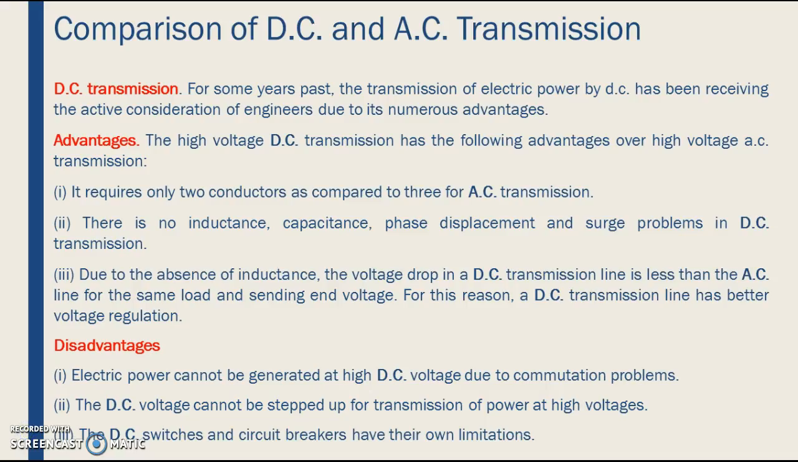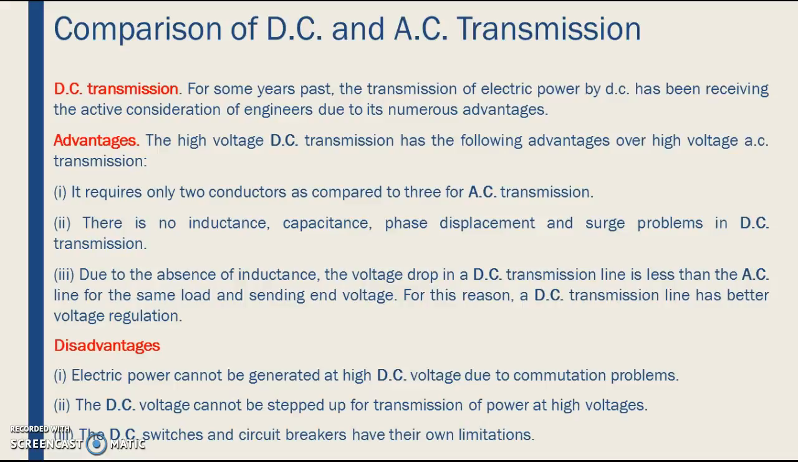Now let us have a comparison between DC and AC transmission system. Now we go with DC transmission. For some years past, the transmission of electric power by DC has been receiving the active consideration of engineers due to its numerous advantages. DC transmission requires only 2 conductors as compared to 3 for AC transmission. There is no inductance, capacitance, phase displacement and surge problem in DC transmission.